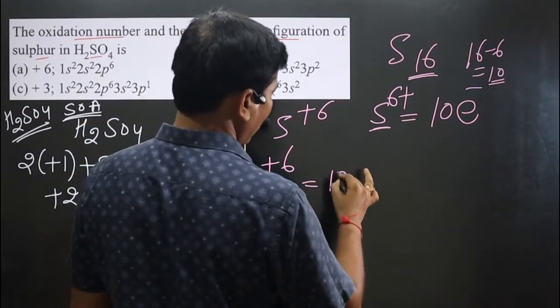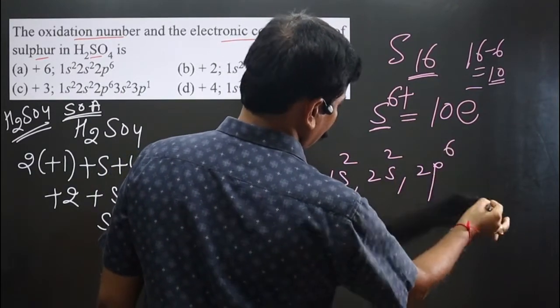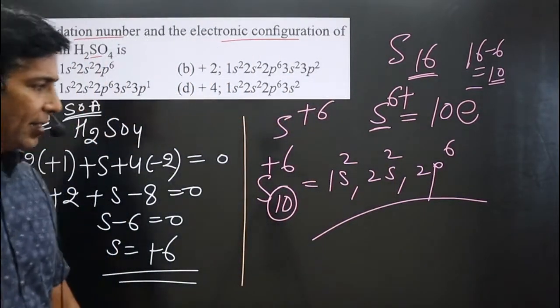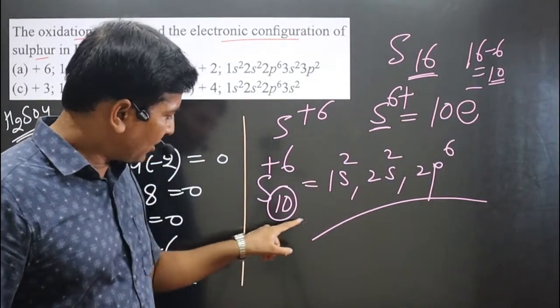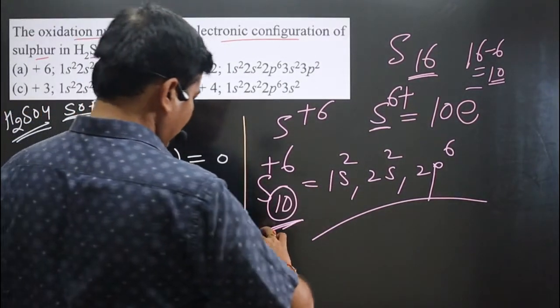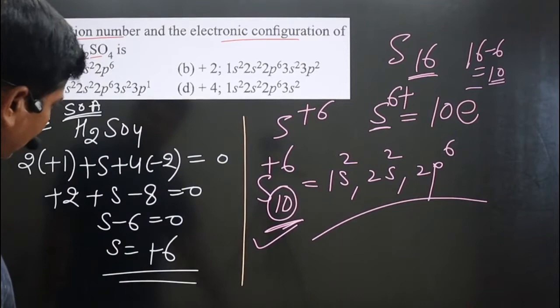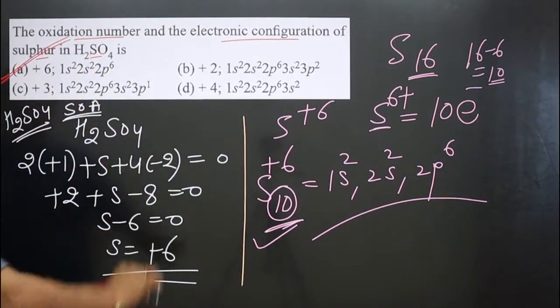The electronic configuration is 1s2, 2s2, and then 2p6. 2 plus 2 is 4, plus 6 is equal to 10. You can see we are getting 10. This is the electronic configuration for sulfur having plus 6 oxidation number. Then the option we get is option A.